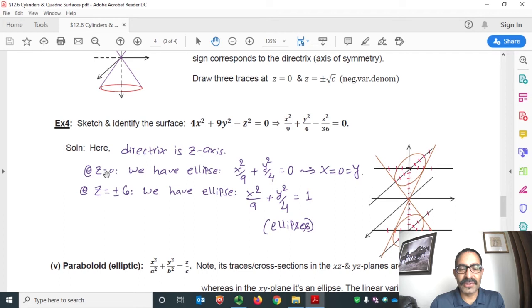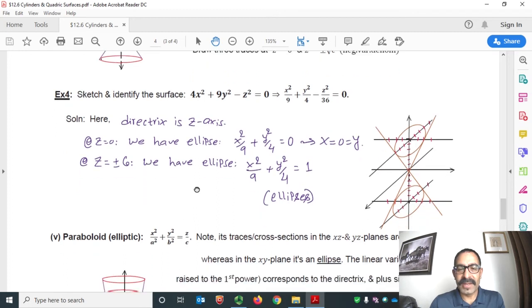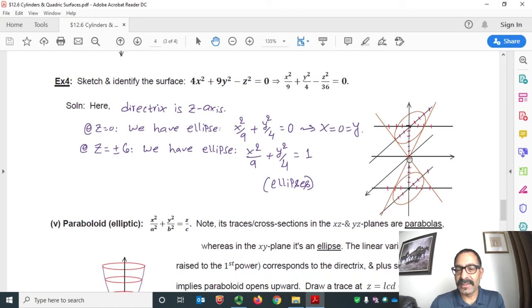At z equals 0, we have x square over 9 plus y square over 4 equals 0. Sum of 2 positive numbers 0 means both x and y has to be 0. So then we got just the point at the origin here. I'm drawing the graph now. And at z equals plus minus 6, so at here 1 2 3 4 5 6. Similarly 1 2 3 4 5 6.